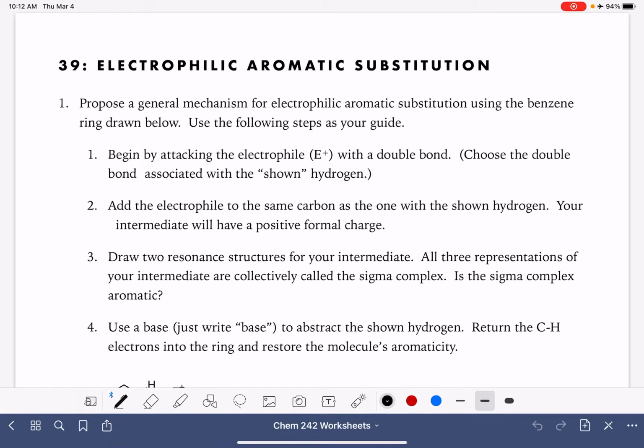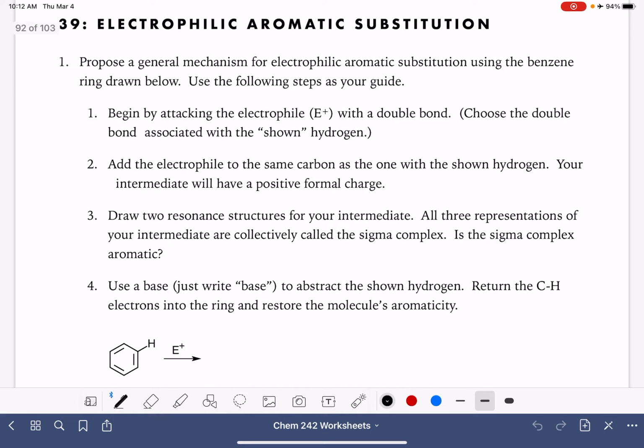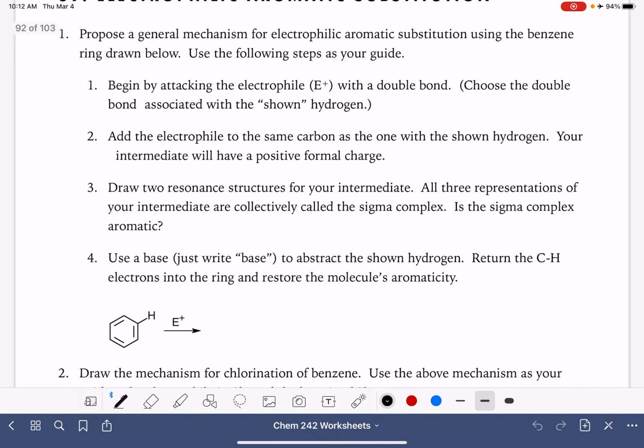In this worksheet, we're going to do a couple of examples of electrophilic aromatic substitution reactions, focusing specifically on the mechanism. In these steps, I'm giving you the general guide for drawing an electrophilic aromatic substitution mechanism. And we're going to start by writing this generic mechanism for the reaction using E+ as the electrophile.